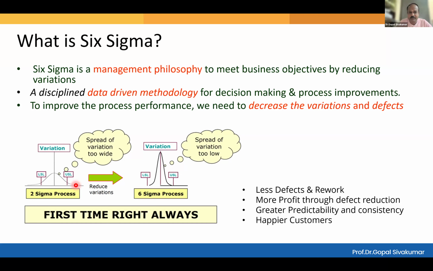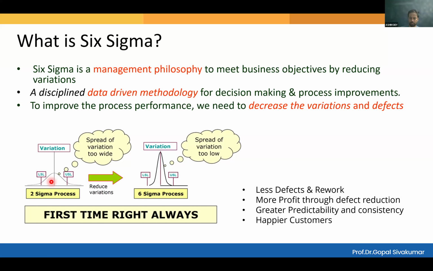What is the difference between maximum and minimum? Can somebody tell me? In statistics, we call it the range. Yes or no? The range is an indicator of the spread of your process. Can you see the spread of this process and compare against the spread of this process? The spread is high for the right side process or left side process? Left side process. That means in the left side process, variation is high.